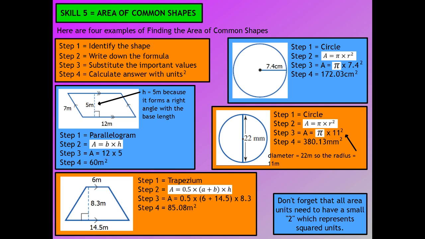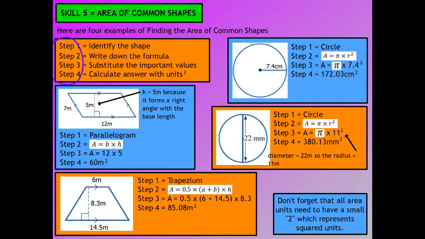Here are 4 examples of how to find the area of a common shape. There's 4 steps to do. Step 1, identify the shape. Step 2, write the formula down. Step 3, substitute the important values into the formula. Step 4, calculate the answer with units squared.